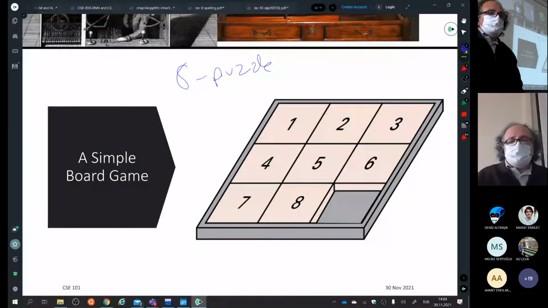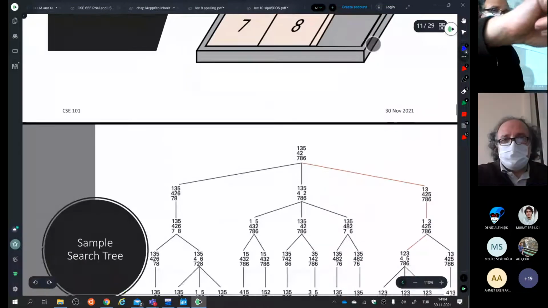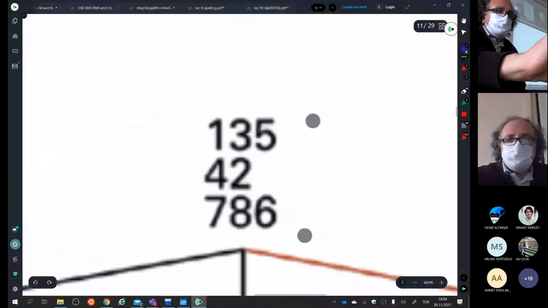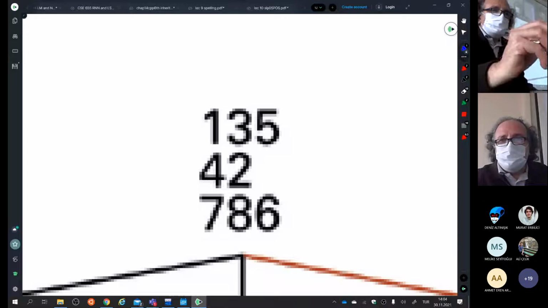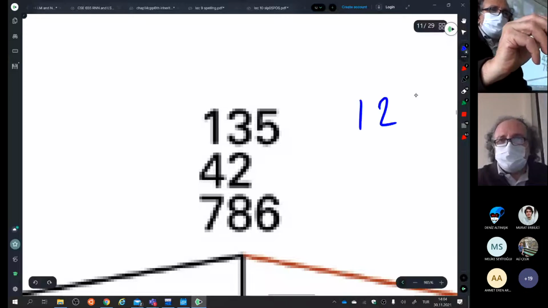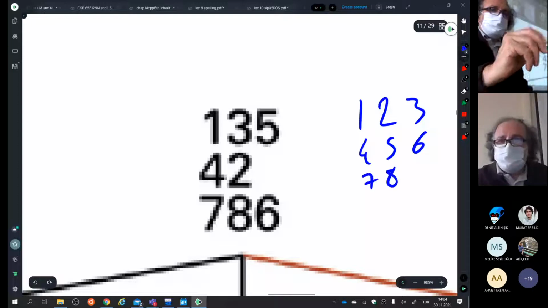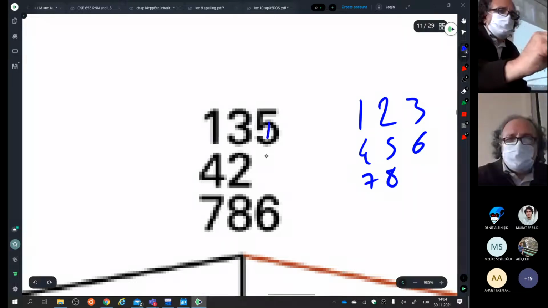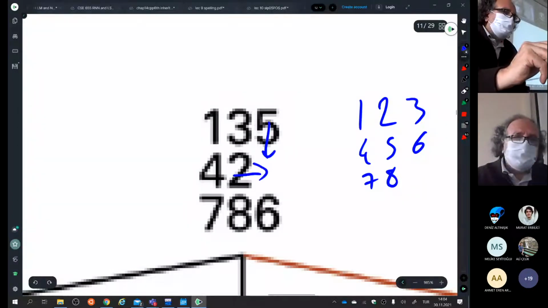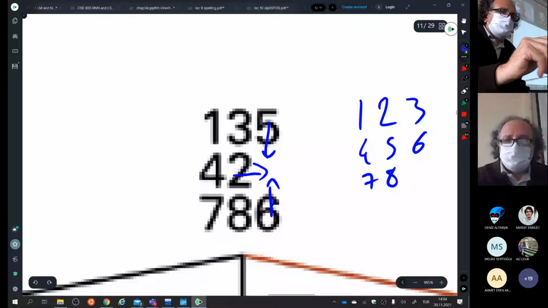So let's try to find an algorithm to play this game. That's what we are going to do. If this is the beginning of the board, 1, 3, 5, 4, 2, 7, 8, 6, and we are supposed to make it 1, 2, 3, 4, 5, 6, 7, and 8. So how would you start? What would you do? You have three options only. Maybe move 5 downwards, left 2, up 6. Which one?